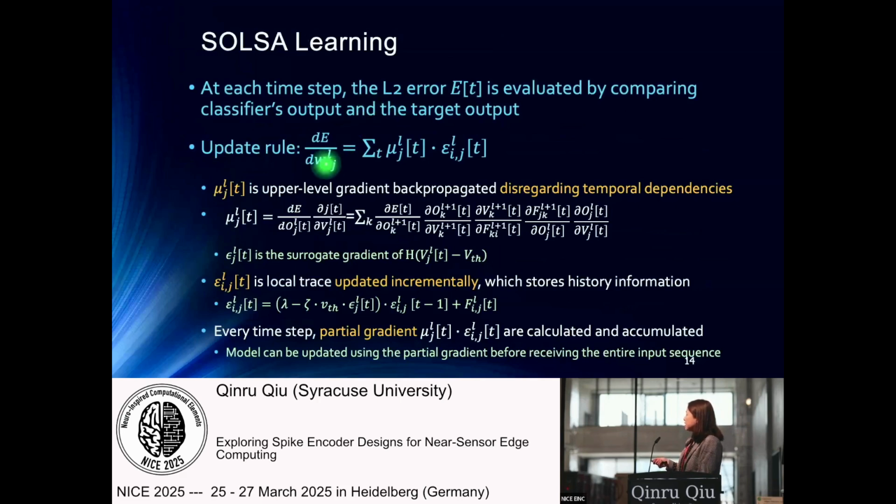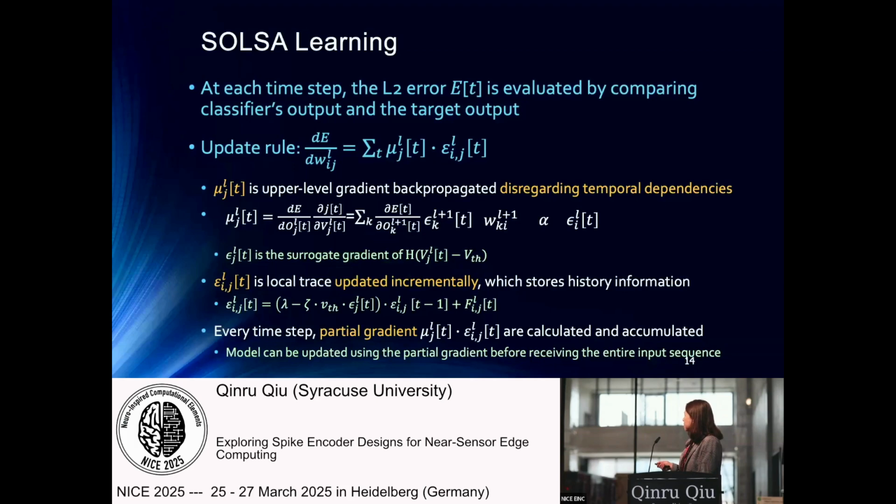And the weight is updated using this rule, where dE/dW is calculated as the summation of mu times epsilon. Mu is the upper level gradient backpropagated from the output layer to the input layer. It can be decomposed in this way, and each term is a neural network parameter, such as alpha, which is the synapse filter coefficient. W is the weight coefficient. And these two terms are the surrogate gradient of the Heaviside activation function of the neuron.